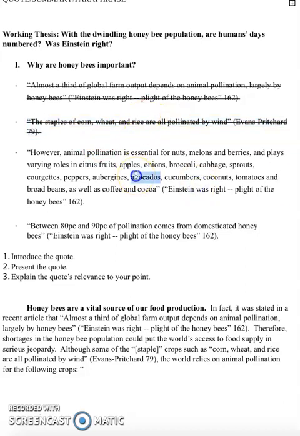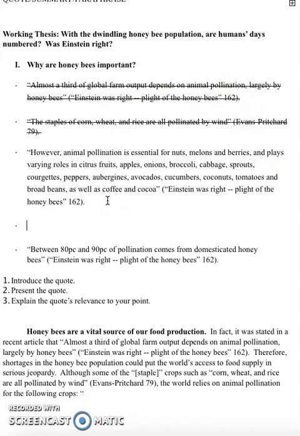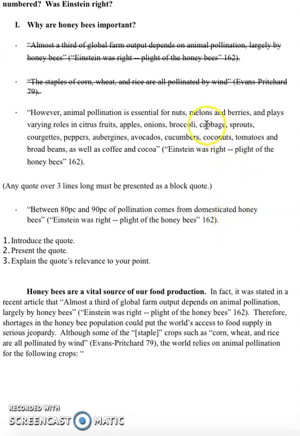Now I've got to figure out how to incorporate this quote. Now here's the thing. This quote is kind of long. It's over 3 lines long. Any quote over 3 lines long must be presented as a block quote. So that means that if I were to present, I'll post an example of what a block quote is in another attachment. But if I were to include this entire thing, that would just be a very long quote.